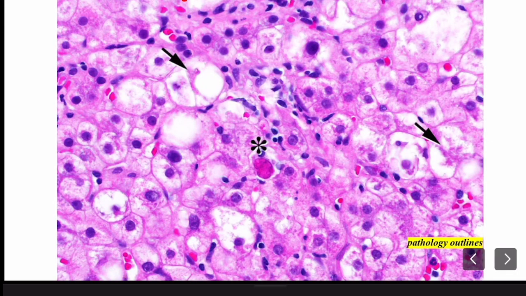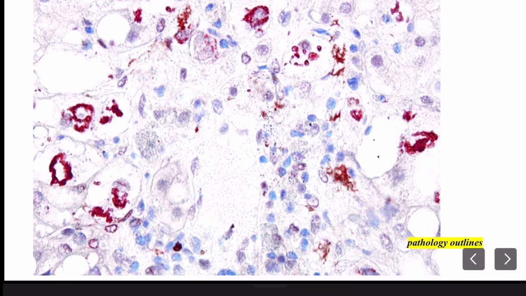From the NEET PG, an image based question can come. On the arrowheads you can see these pink structures. These are the Mallory-Denk bodies, ubiquitinated cytokeratins, intermediate filaments. In the background you can see the hepatocytes showing ballooning degeneration, the swollen hepatocytes. These Mallory-Denk bodies can also be demonstrated by immunohistochemistry using ubiquitin, so they are better demonstrated with this IHC stain. All these are the Mallory-Denk bodies.